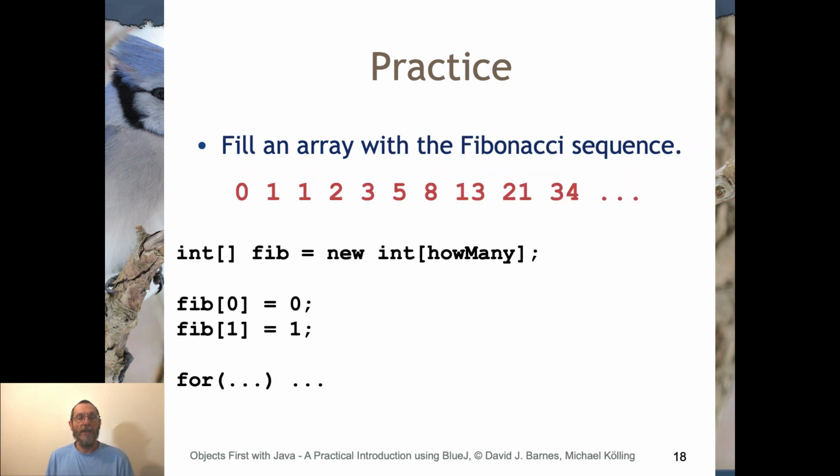Or suppose we wanted, in this case, to fill an array with a set of numbers, and the numbers to be stored in that array are part of what's called the Fibonacci sequence. So you can see in that sequence that each number is the sum of the previous two numbers. So the third number is 1 because that's the sum of 0 and 1. The fourth number is 2 because that's the sum of 1 and 1. The next number is 3 because that's the sum of 1 and 2, and so on. So could you write a for loop to create a Fibonacci array of some particular length of your choosing?